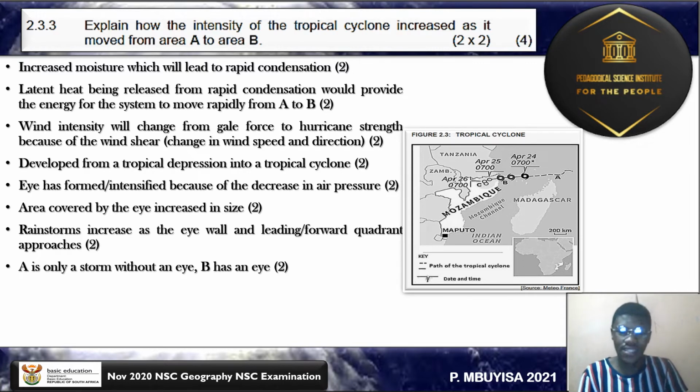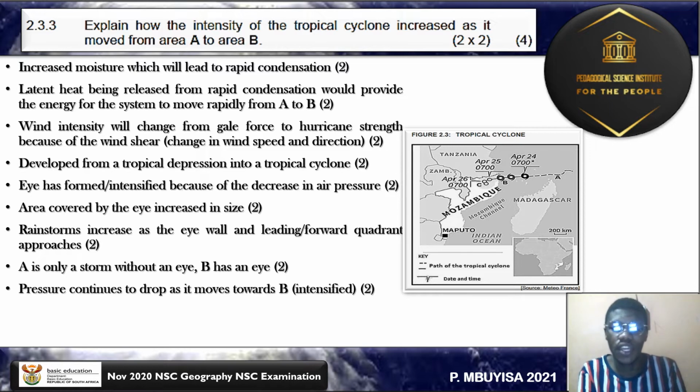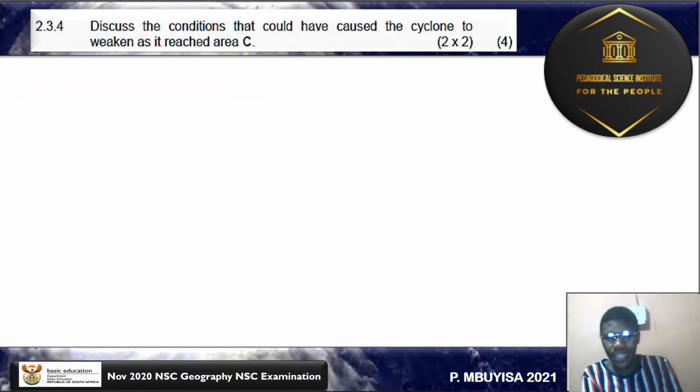So that's exactly what happens. It's because our cold and warm air never mix, and that's why we have that extension being observed. And again, pressure continues to drop as it moves towards B. So pressure is intensified as a result. Okay, then we think about 2.3.4.